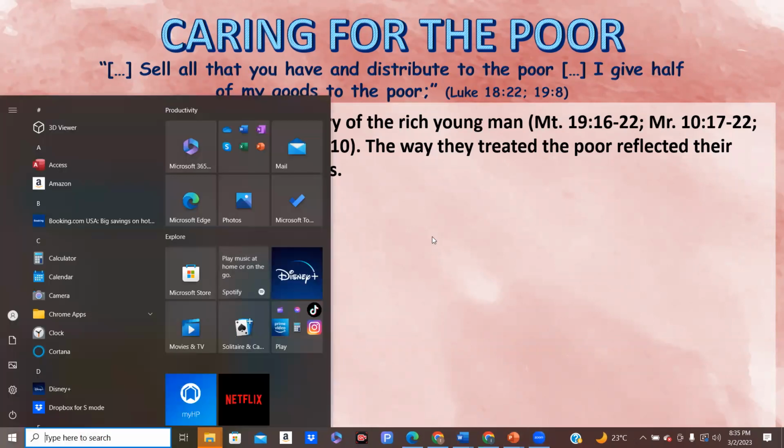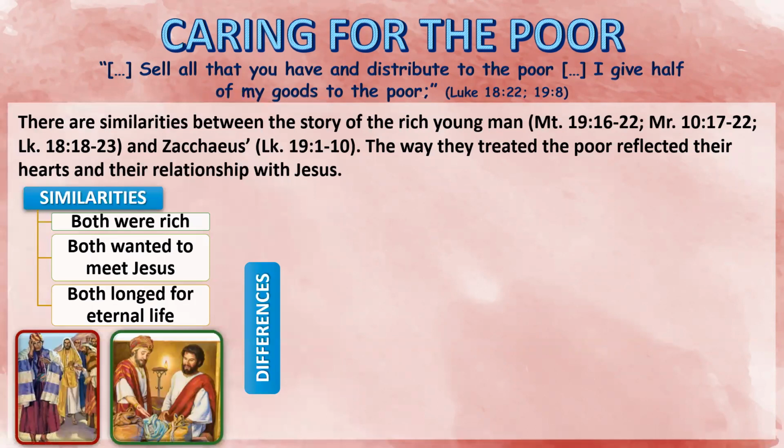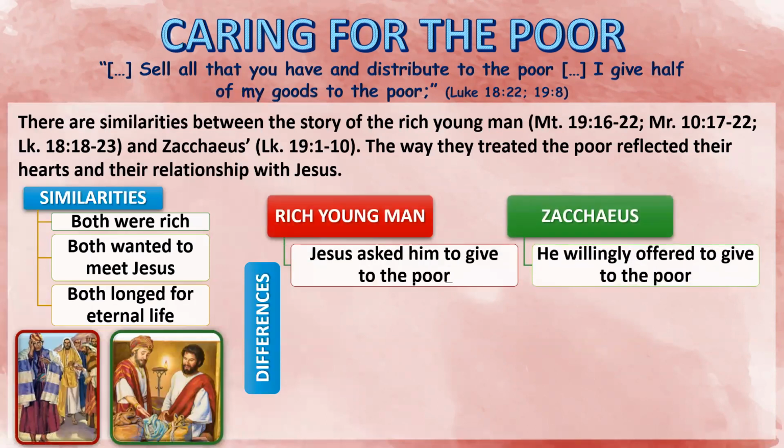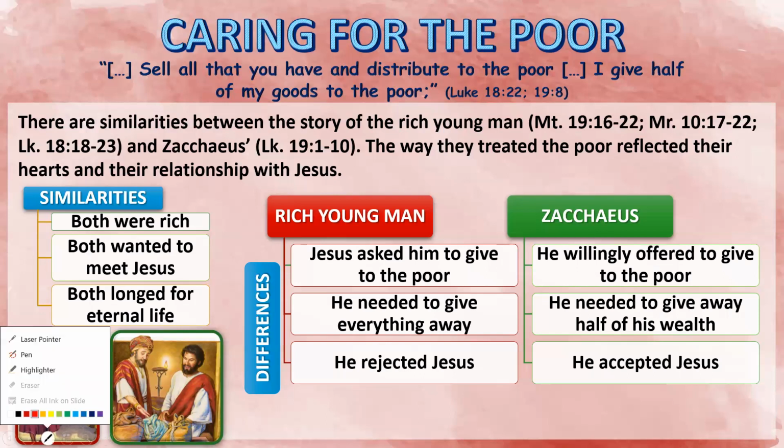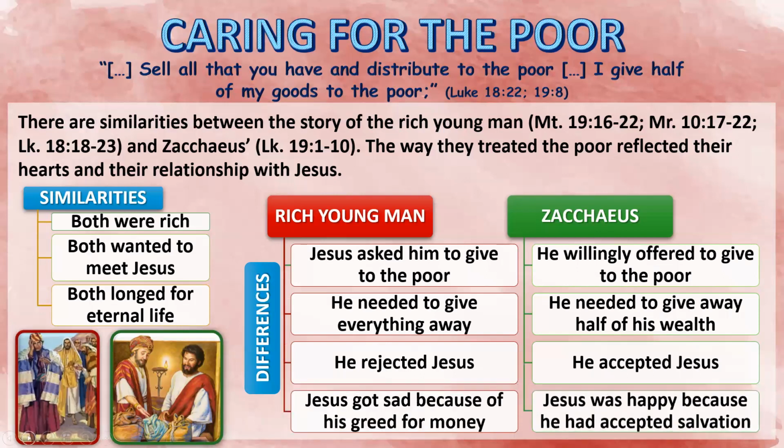Zacchaeus is distinguished very much in the Bible because of his stature. He was short in stature. Zacchaeus gave to the poor. The rich young ruler, excuse me, he didn't want to give to the poor. He rejected Jesus, the rich young man, but Zacchaeus accepted Jesus. That's the difference.